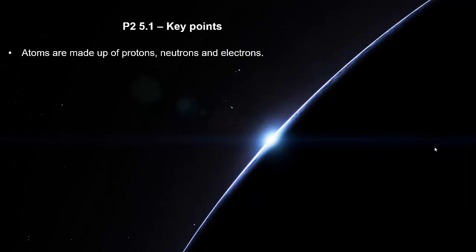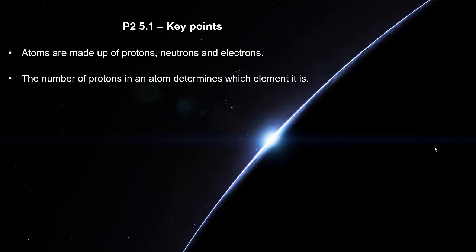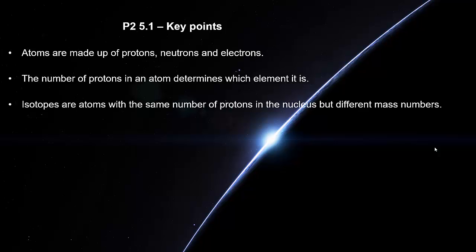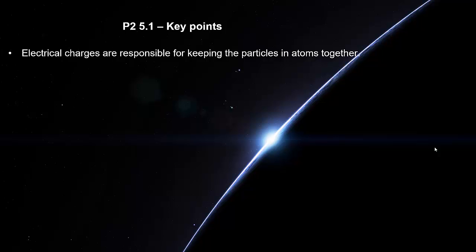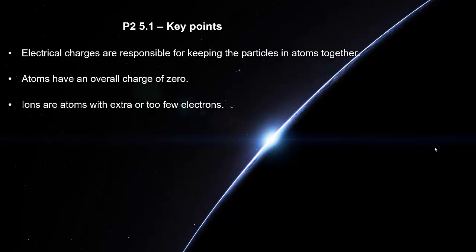Atoms are made up of protons, neutrons, and electrons. The number of protons in an atom determines which element it is. Isotopes are atoms with the same number of protons in the nucleus but different mass numbers. Electrical charges are responsible for keeping the particles in atoms together. Atoms have an overall charge of 0. Ions are atoms with extra or too few electrons.